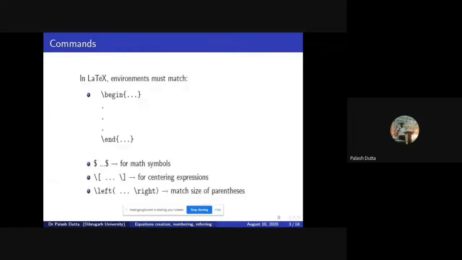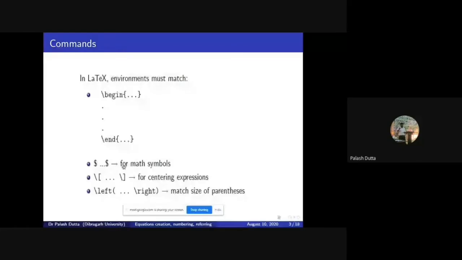First, in LaTeX, we have to start with begin equation. After starting begin document, in between them we have to write \begin{equation} and \end{equation}, and in between we write the equation. The most important thing is that for mathematical symbols, if we are not using begin equation, we need to use these dollar symbols, right?